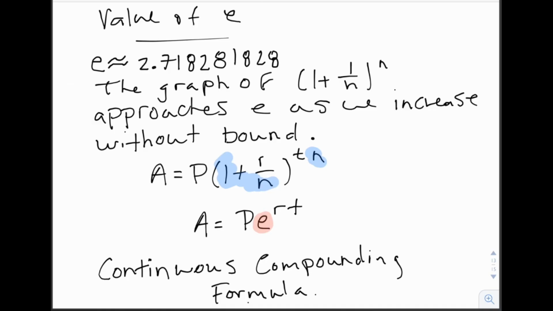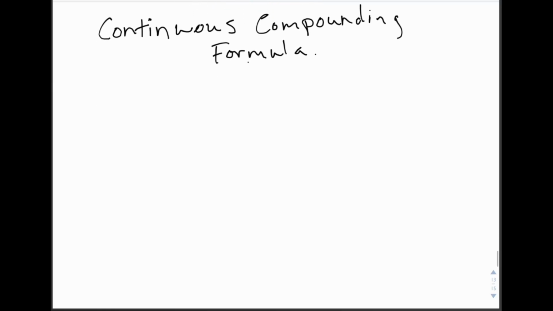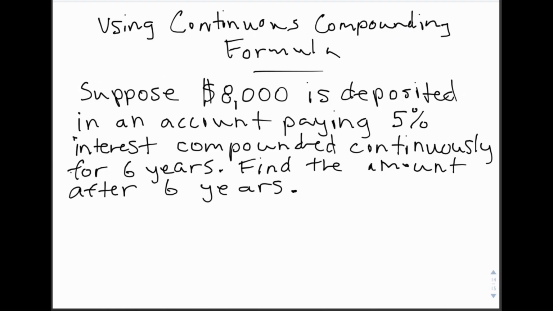So this is actually going to be our continuous compounding formula. So the key word is if it tells you compounded continuously, you're going to want to go ahead and use the A is equal to P times e raised to the rt formula. Now, if it tells you some sort of time period, then in that case, you'd want to go ahead and use the A is equal to P times 1 plus r divided by n to the nt. Let's go ahead and look at an example using it.